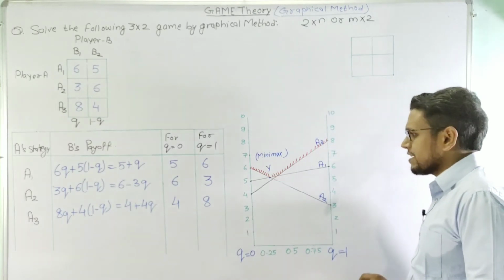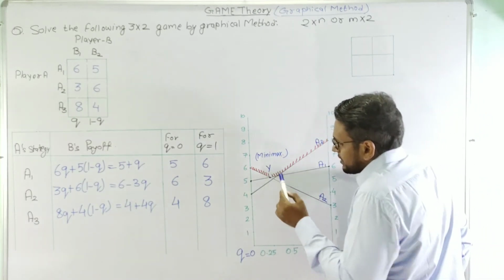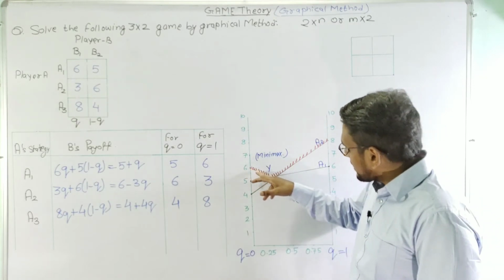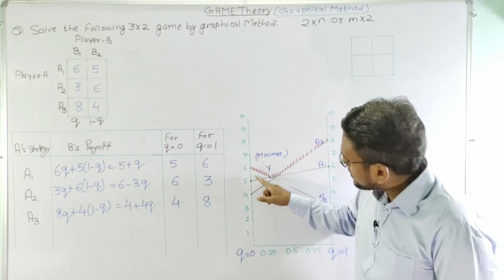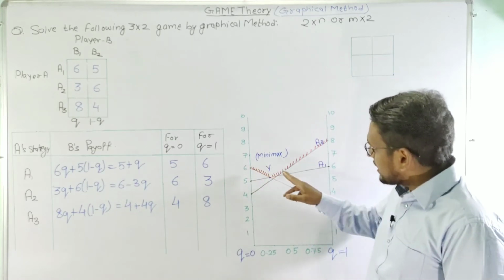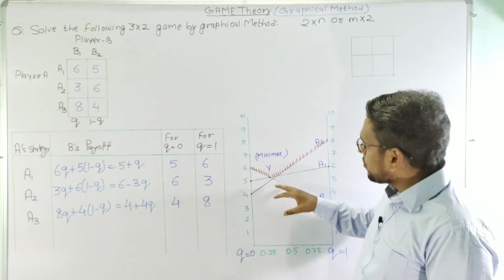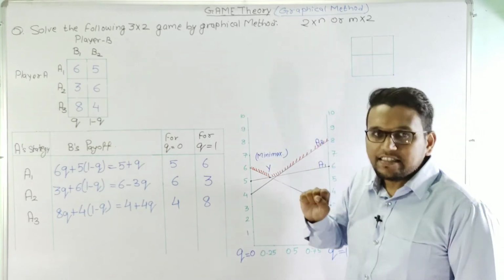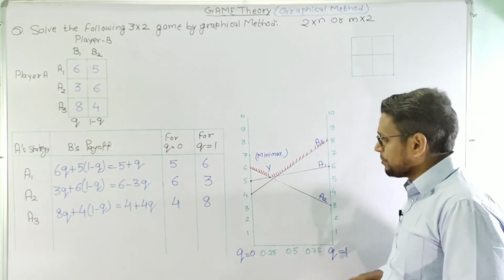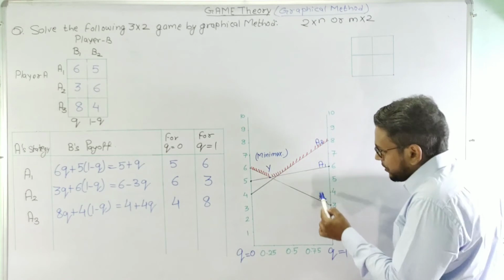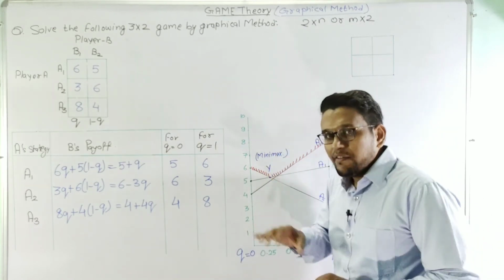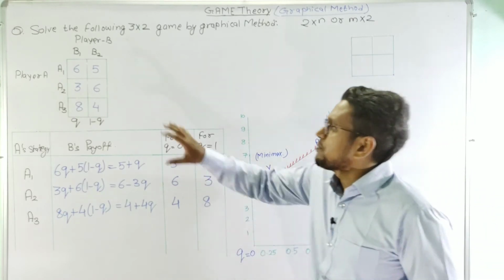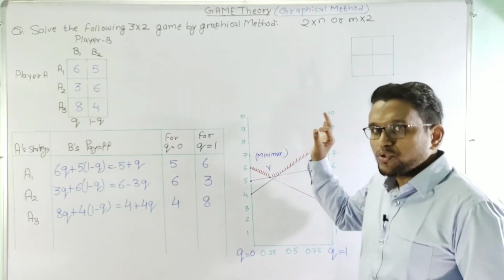Now as we can see here that at this particular point 2 strategies are intersecting, that is strategy A1 and strategy A2. That means we need to reduce this matrix and select a 2 cross 2 matrix which consists of strategy A1 and A2. So from here we have reduced our matrix from 3 cross 2 to a 2 cross 2 form.